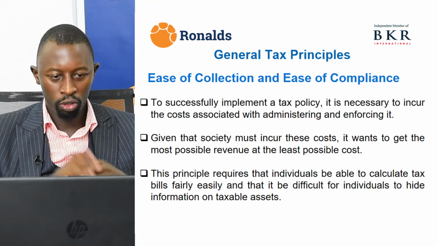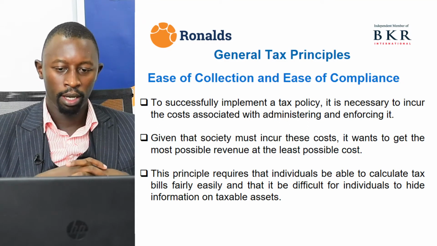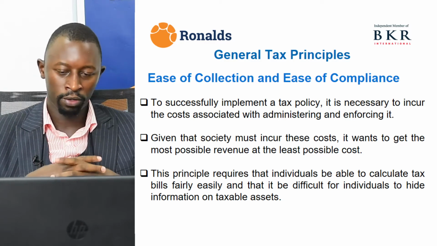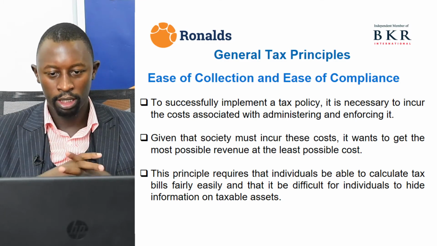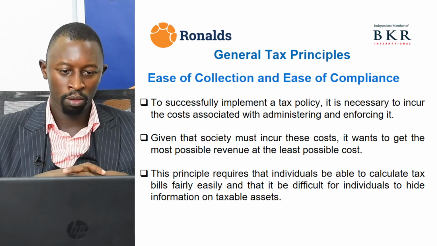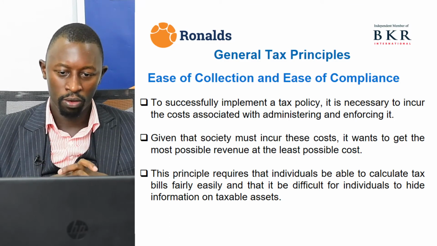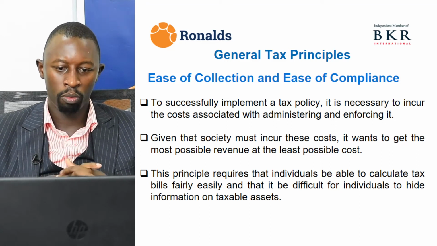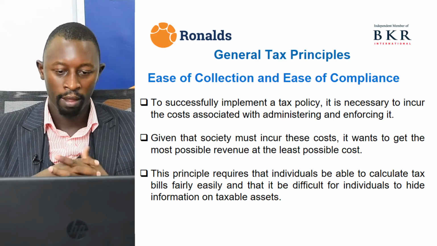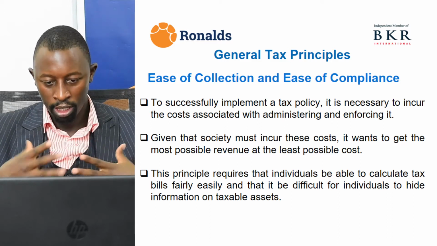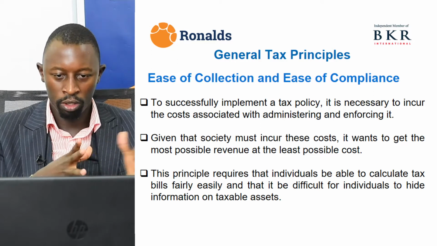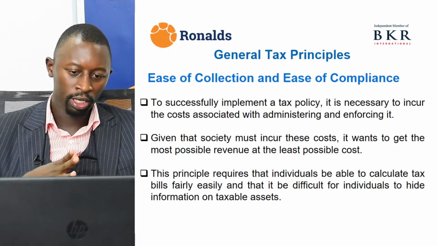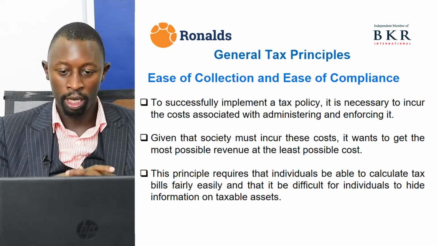Then most important is ease of collection and ease of compliance. And this also tends to be closely related to efficiency, the efficiency we talked about. It states that a policy should enable the government to get the most possible revenue at the least possible cost. And also it must require people to be able to calculate their tax bills fairly and easily. And of course, we have seen some of the tax changes that have been meant to adhere to this principle. A very good example being the turnover tax for people with a turnover between 1 million and 50 million, which we're going to be looking at later on.